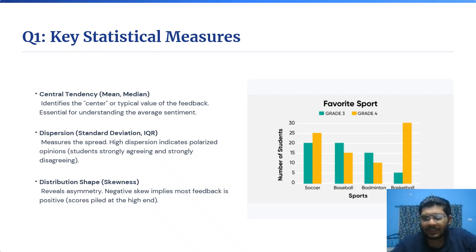Right. Now the third is distribution shape, or skewness, which reveals asymmetry. Negative skew implies most feedback is positive. So this tells us skewness. When the skewness is symmetric or asymmetric, you will know that if it goes positive, the students don't agree with a fact, and if it's negative then they agree. Now we will go to question number 2.